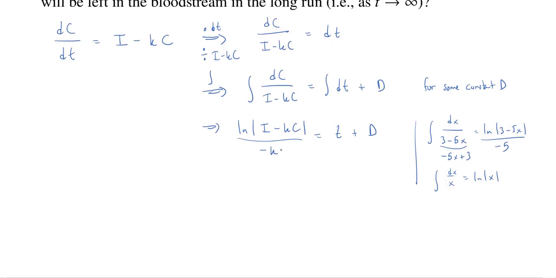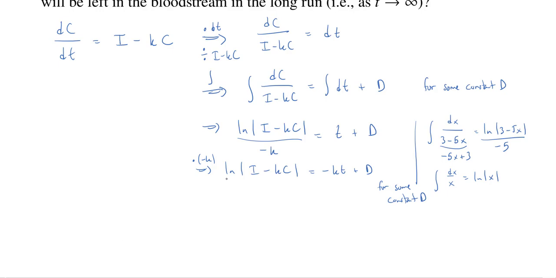Why don't I move this negative k over to the right? That'll make life a little bit easier for us. So I have the natural log absolute value of I minus kC is equal to negative kt plus, actually, negative k times D. But again, this is just some constant D. It's just another constant now, so I'm going to keep writing D, and I'm going to say for some constant D. It doesn't have to be the same constant that was up here.